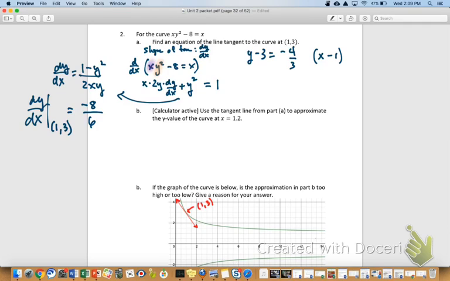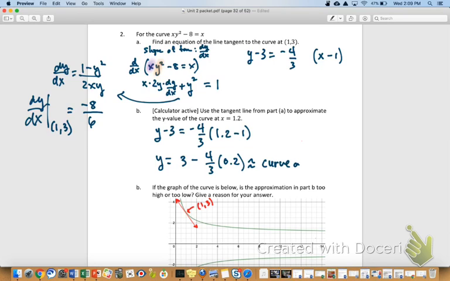So here's what you would do. It's not terribly complicated. We take our lovely equation from A, and we would just do this. y minus 3 equals negative 4/3 times 1.2 minus 1. We would just plug the 1.2 in. Wouldn't this give us the y value for the line? Right? This would give us the y value for the line, and I'll just say that it's 3 minus 4/3 of 0.2. And we can figure out what that works out arithmetically if we want. I'm going to say that this is approximately equal to the curve at 1.2.